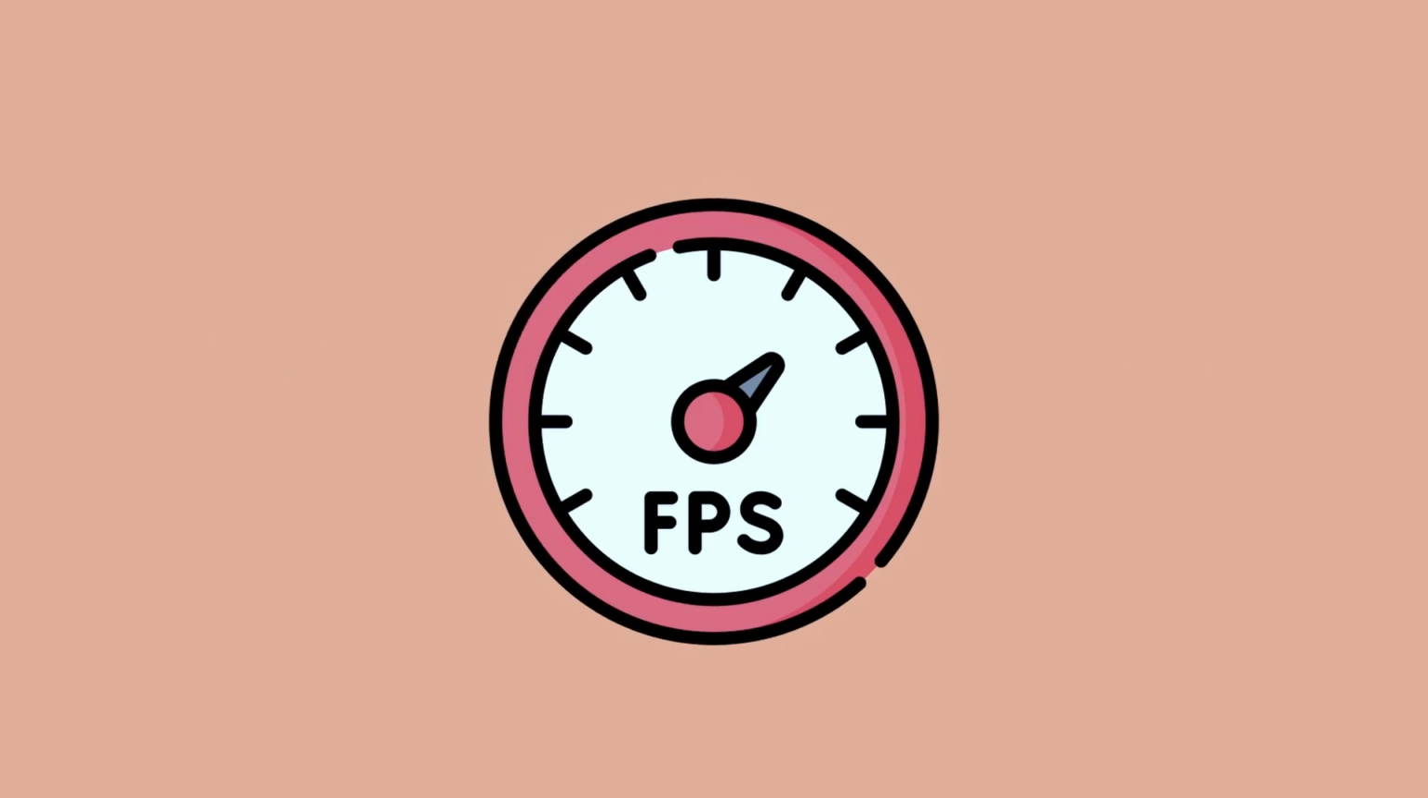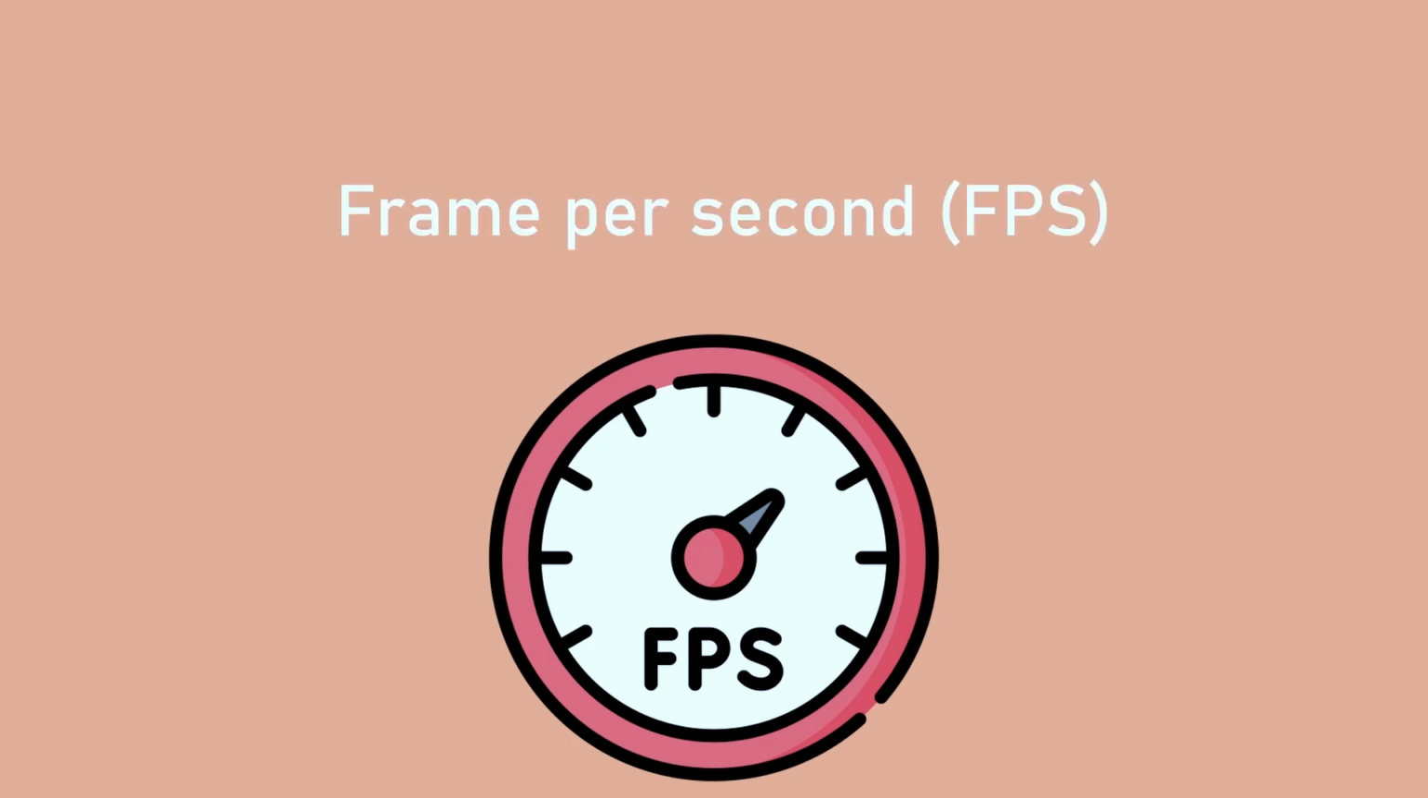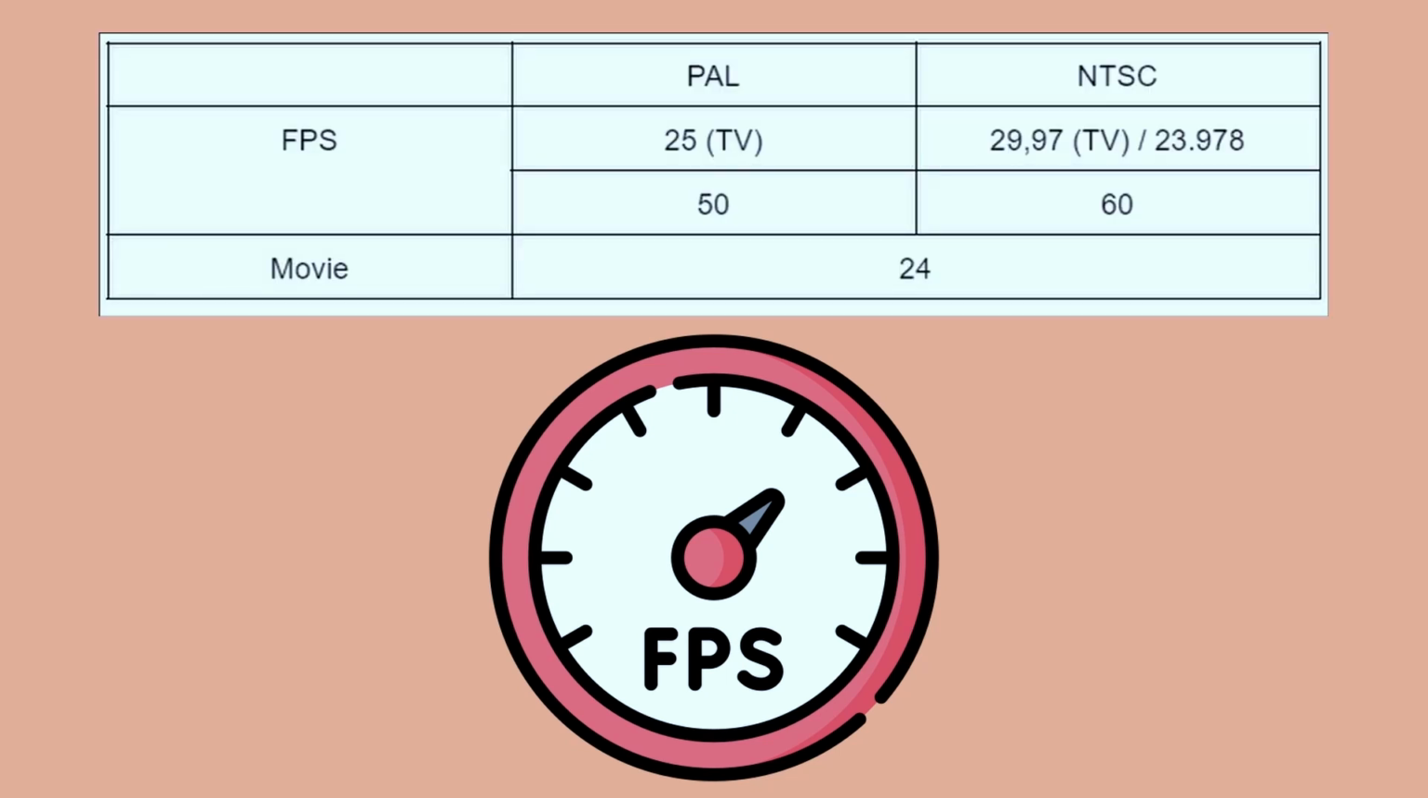But what is the difference between the two? Without getting into the specific technicalities, what you need to understand is that the main difference between the various broadcasting standards is related to the frame rate used. The frame rate represents the number of frames per second, or FPS, that is broadcasted on a screen. Here's a table expressing the FPS associated with the PAL standard and the NTSC standard.